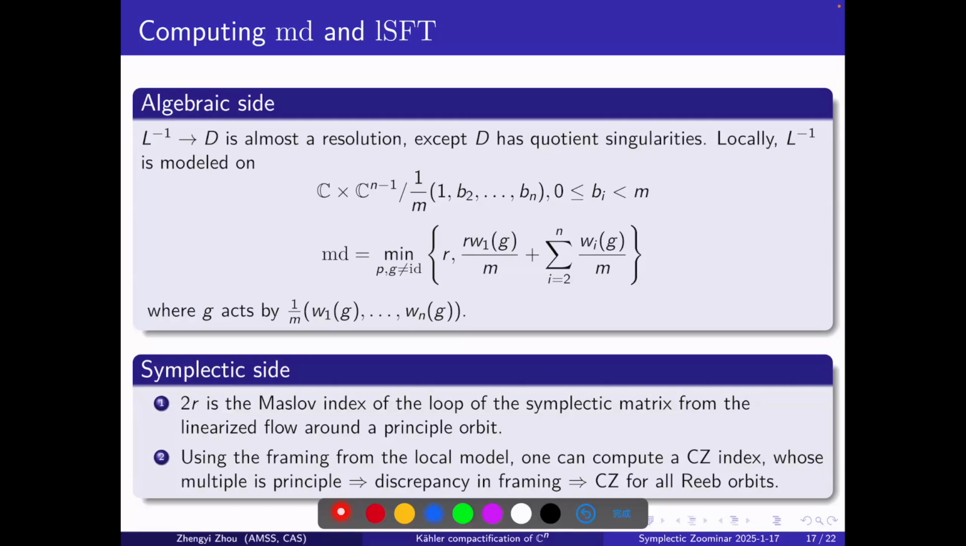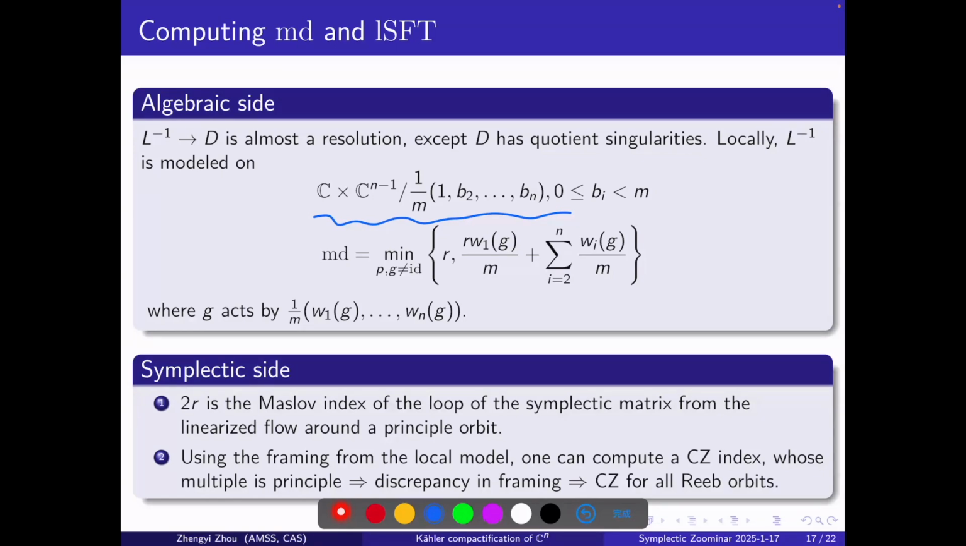And then we can use the framing coming from this local model to understand all the Reeb orbits. But the problem is, using this local model, maybe you are computing the wrong conic singular index because your framing could be different from the framing you are using globally. But inside this local model, you can always find a principal orbit, and you can compute using this local model framing what the lower SFT for the principal orbit is.